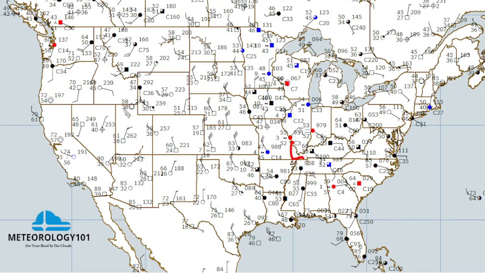Let me get a black pen up here. Let's just see if we can see some circulation. Maybe we can pull up a high. So do we see any surface highs? I definitely see some rotation there. Some clockwise rotation. We're looking for clockwise rotation around the high.